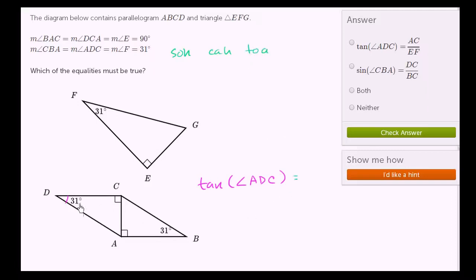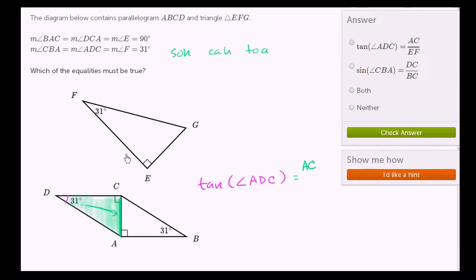So what is the opposite side to this angle? We're dealing with this right triangle, triangle ADC. Let me highlight it so that we know. That's the only right triangle that angle ADC is part of. And so what side is opposite angle ADC? Well, it's side AC. So that is opposite.